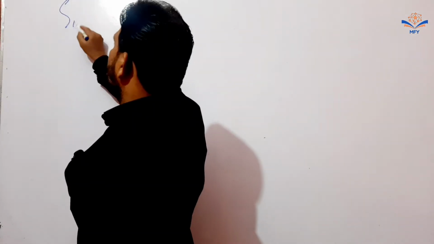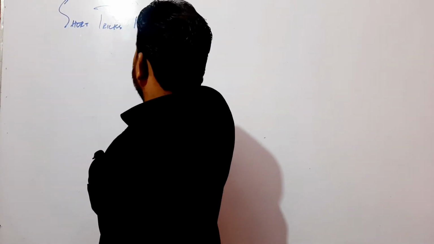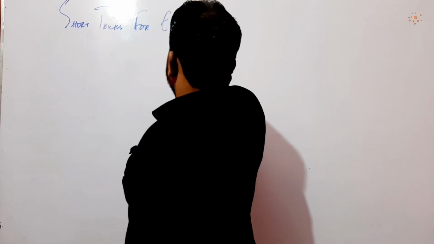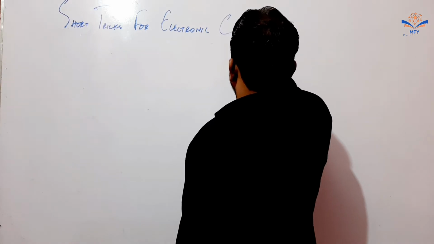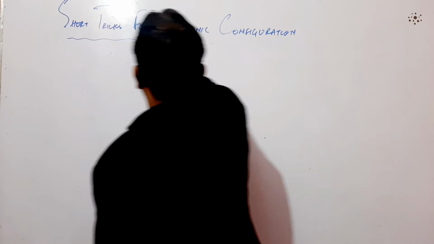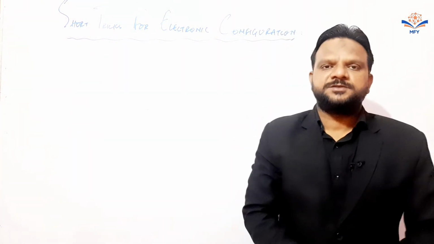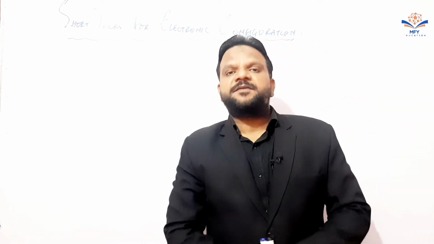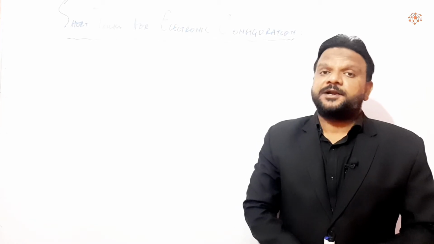Today we will discuss shortcut tricks for electronic configuration. First of all, how can you define electronic configuration? The filling of electrons in shells, subshells or orbitals with respect to increasing order of their energy is called electronic configuration.